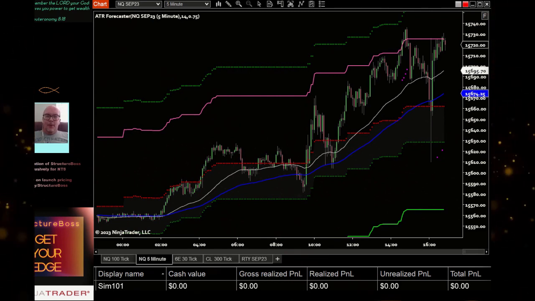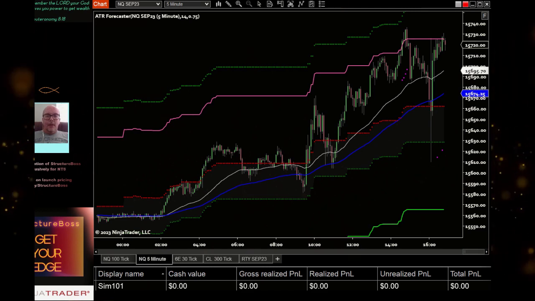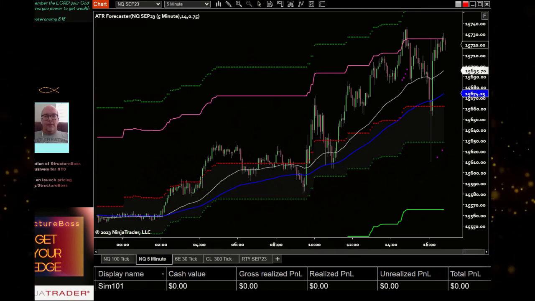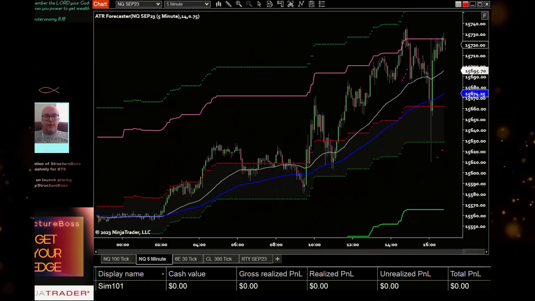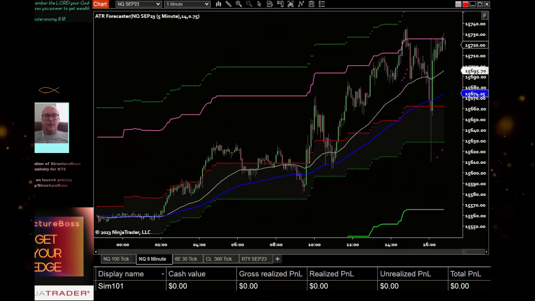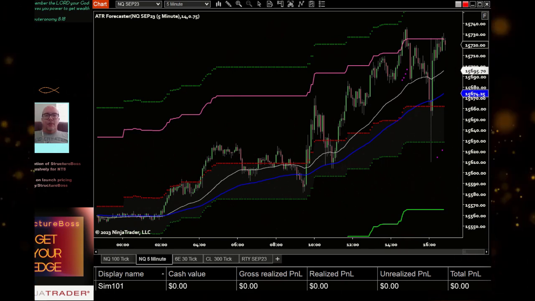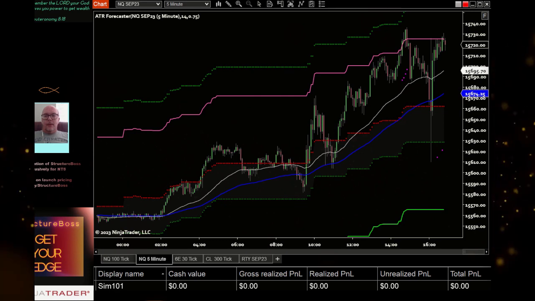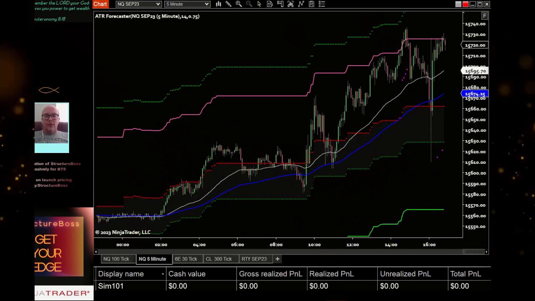Welcome to Money Rain. And today we're going to take a deep dive into the ATR Forecaster. I've gotten a couple of questions about it, and hopefully I can cover some of those here, and we can find out some of the gems and see how we might best trade it and get profit from it. So let's take a look.